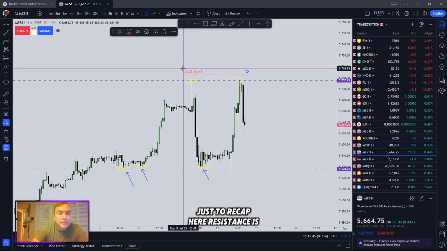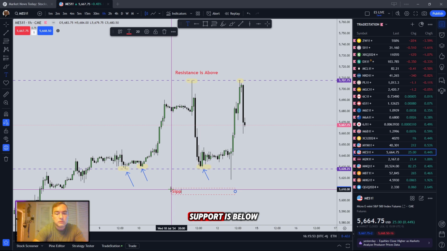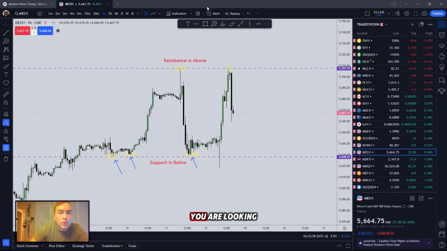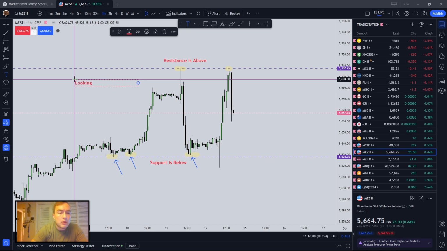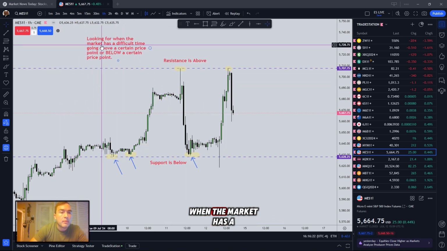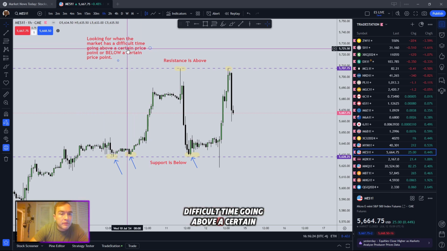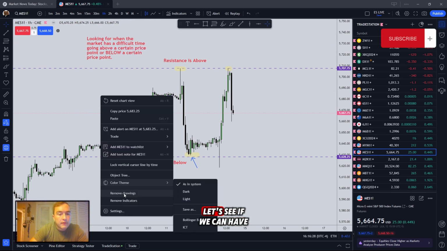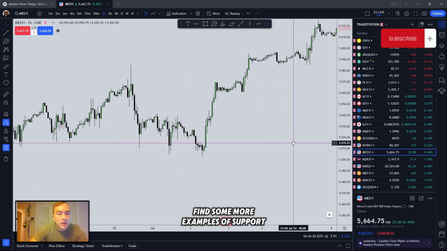So guys, just to recap here, resistance is above, support is below. And what you're looking for is when the market has a difficult time going above a certain price point or below a certain price point. And that's how you identify support and resistance. Let's see if we can find some more examples of support.